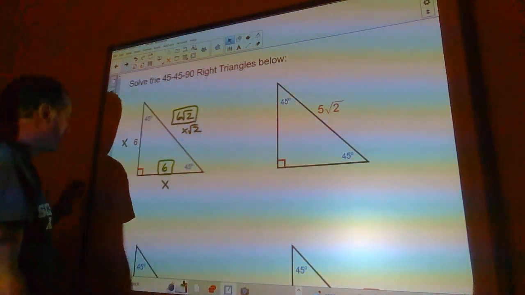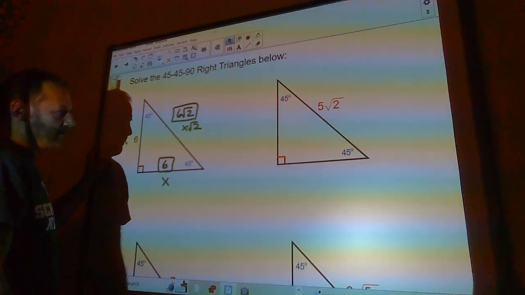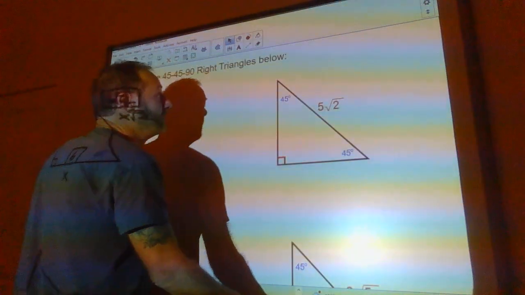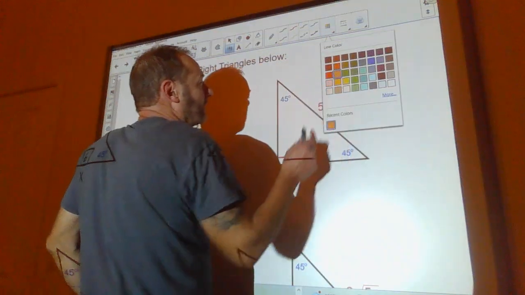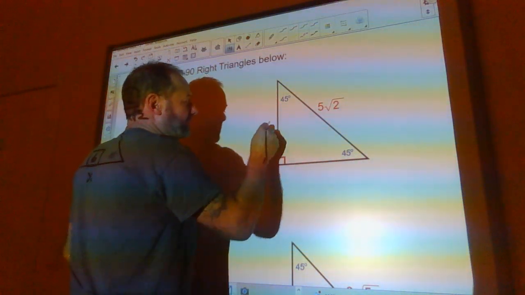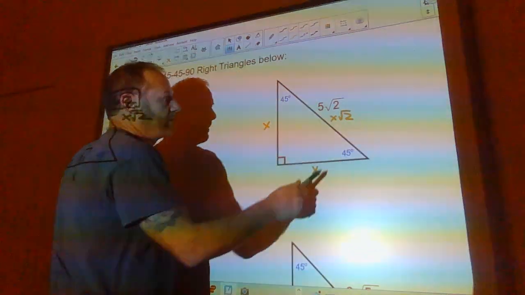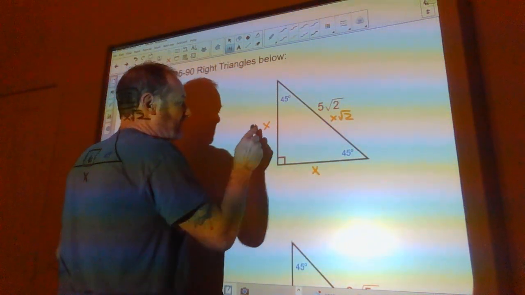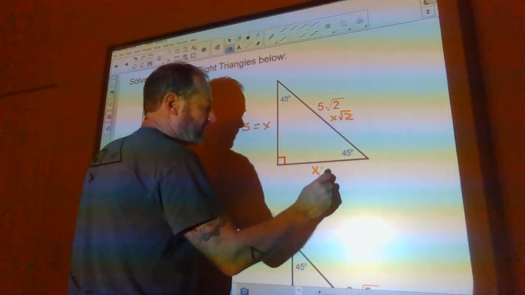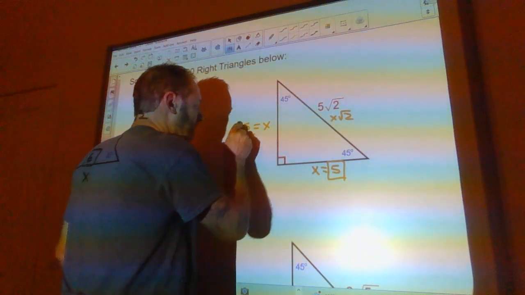Okay. Now, why don't you take a second and, well, let's do this one together first. Let's change up the colors here. Okay, so this one, this side's 5 square root of 2. So remember, this is x, and this is x square root of 2. So if this side is 5 square root of 2, that means this side must be 5, and this side also must be 5. And I'm done.